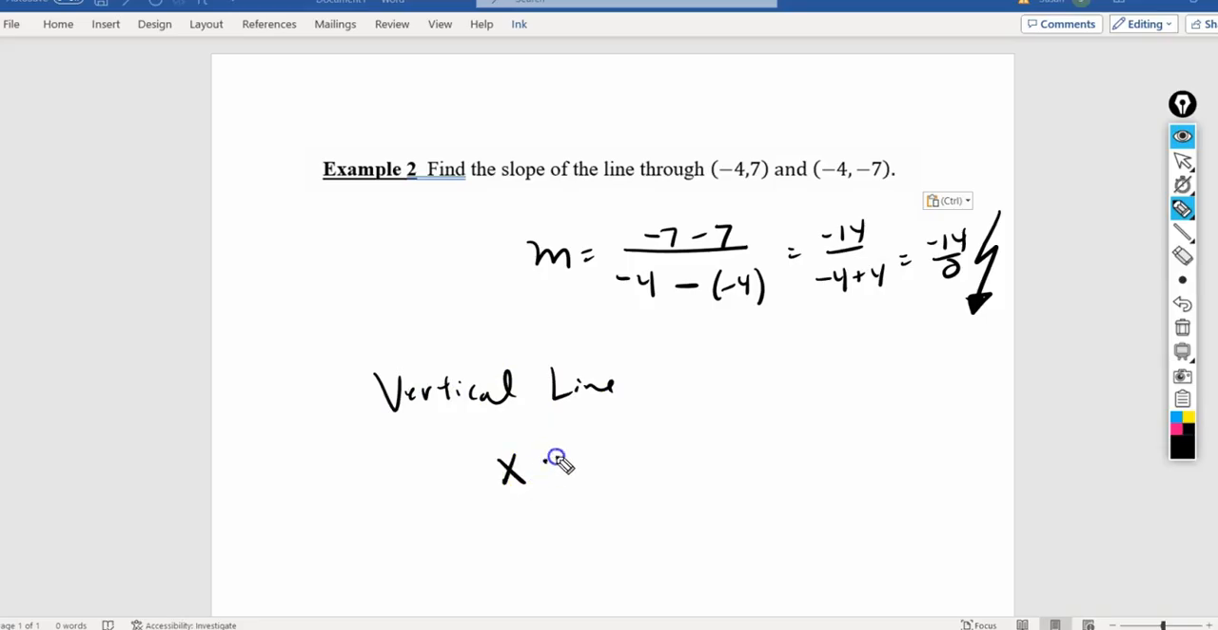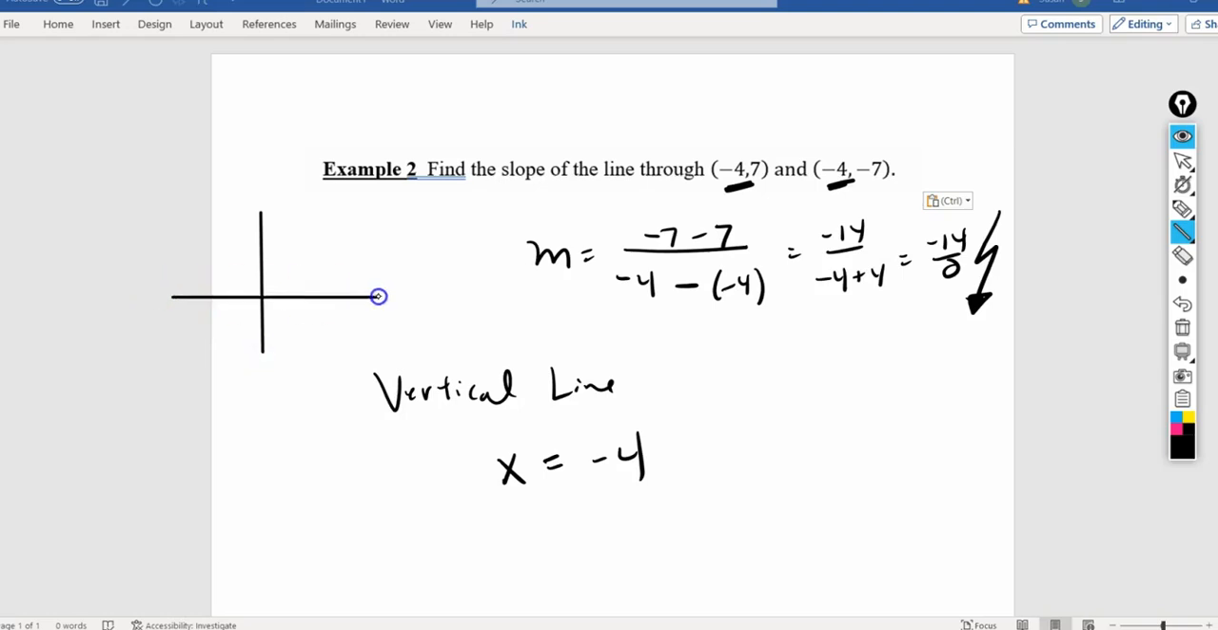And a vertical line has equation x equals, and what is the x coordinate on any point on a vertical line? They'll all have the same x coordinate. So if you were asked for that, you could also have graphed it.